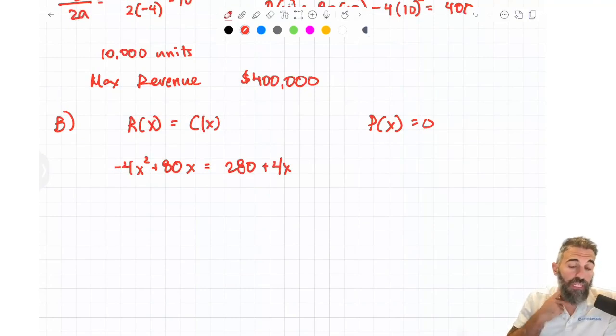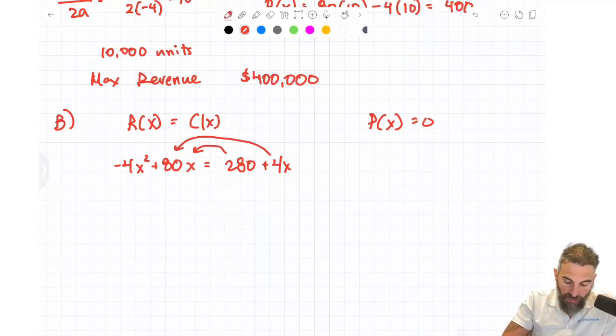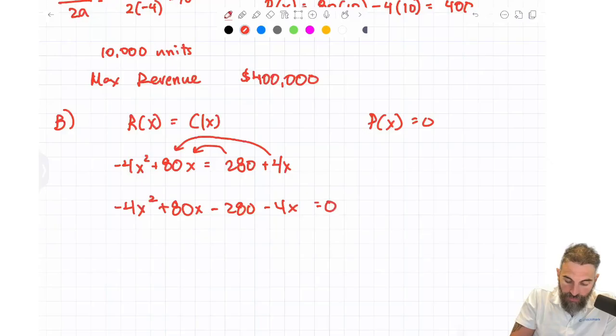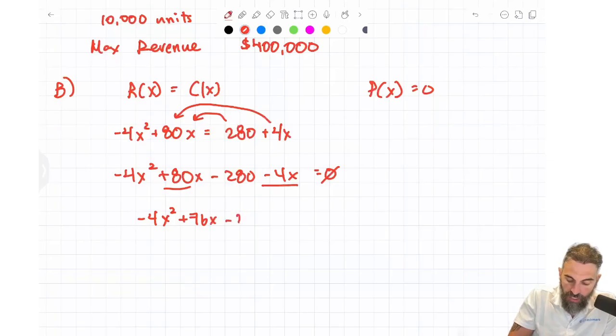And you solve. Now, what's going to end up happening here is you'll have to use your quadratic equation, because in order to solve a question like this when you have that square, what you want to do is bring everything over to one side. So that means I'm going to bring both of these into this side here. So I have negative 4x squared plus 80x minus 280 minus 4x equals 0. And then just group your like terms. So 80 minus 4. So minus 4x squared plus 76x minus 280. And now you can use your quadratic equation.